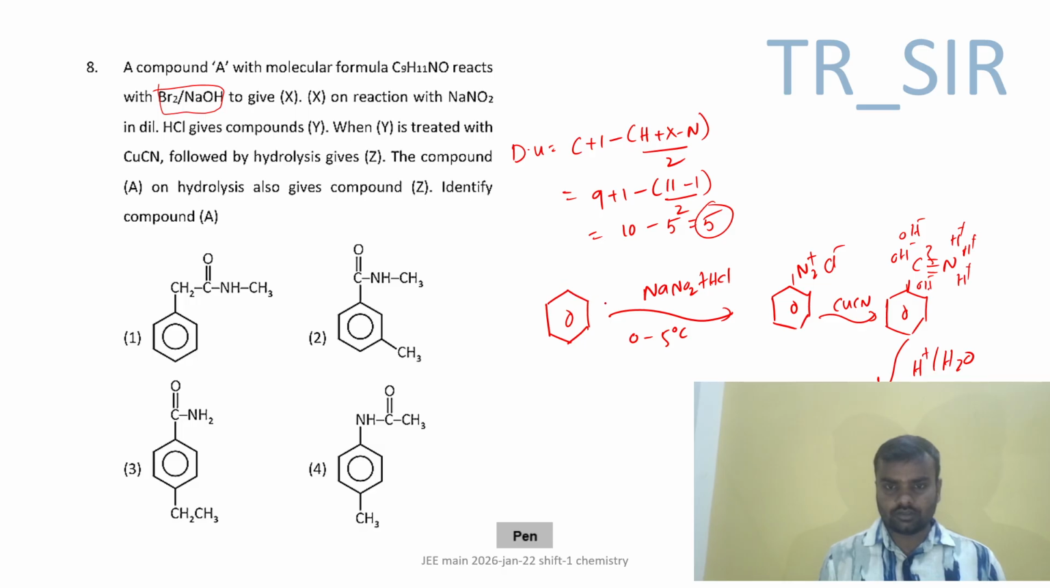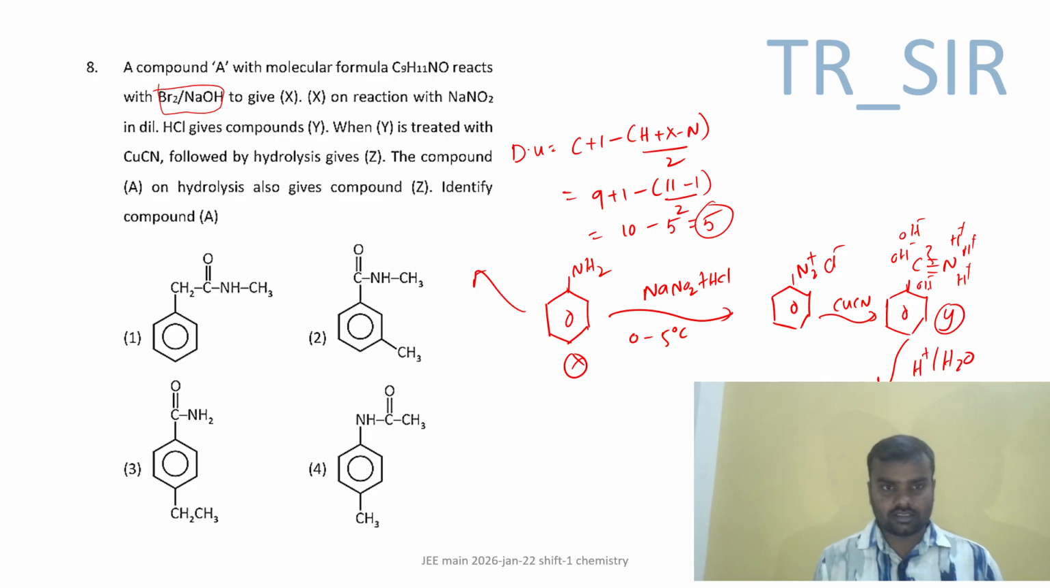Okay. X must be aniline. So this is X. Now before this compound, we have to find out. Now it is Y is coming. Y treated with hydrolysis gives Z. Compound A on hydrolysis also gives compound Z. Suppose if I take this one, A also has to give the Z when you do the hydrolysis. When you do the hydrolysis, compound A also will give the Z.